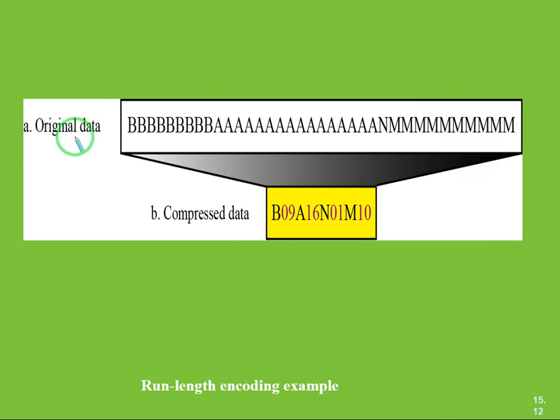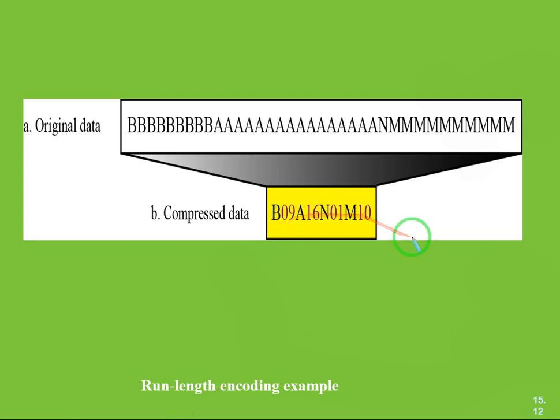We have our original data. Our original data starts from B. If you can see, there is a consecutive repetition of the letter, then we have A, then we have N, then we have M. So what we are going to do in run length encoding, by its name, is run length: there will be a length of data, and that data will be in a running form. If you can see, this is a running form. Now we are going to compress this data.